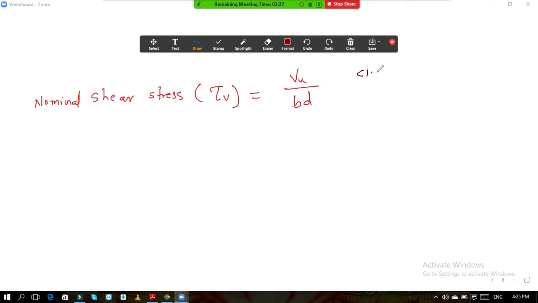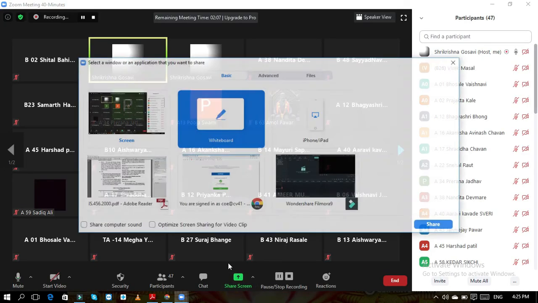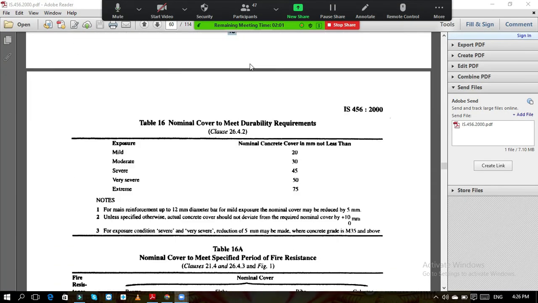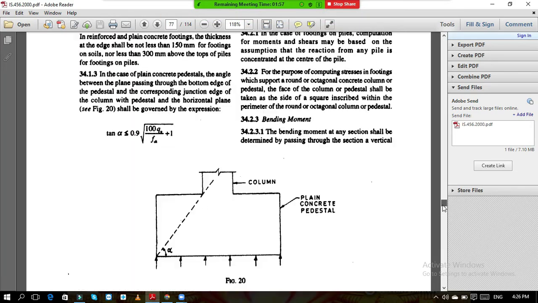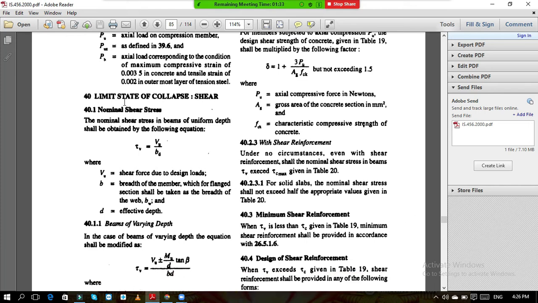This is as per clause number 40.1, page number 72, in IS 456:2000. So we will move to page number 72 now in the IS code. If we move to page number 72, then we will get that formula. Here you can see the formula, nominal shear stress.